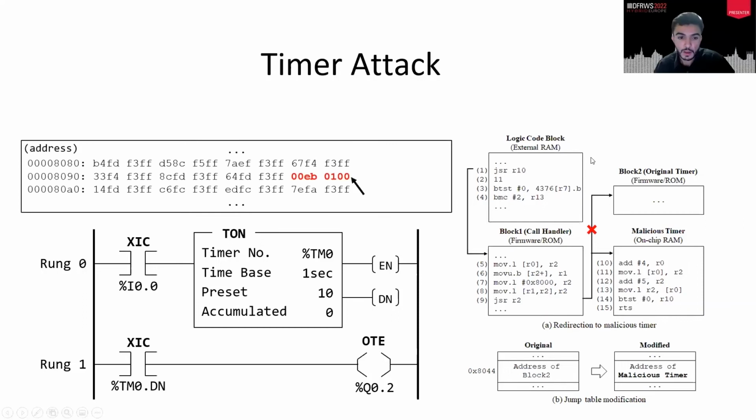So this is a jump instruction. This is a malicious instruction we put. Instead of jumping to the actual timer instruction, it jumps to the malicious timer. So the attacker has complete control. If the attacker wants it on or wants it off, it has complete control, and that's how effective this attack is. So we did a case study.